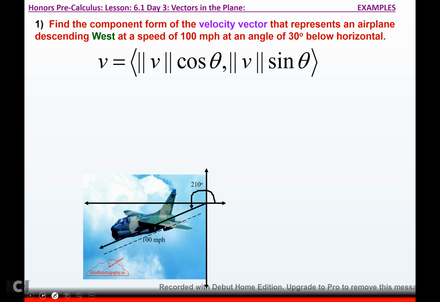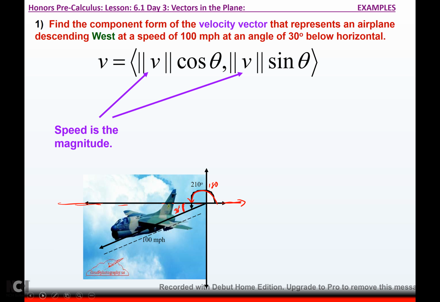Okay, so it says, find the component form of the velocity vector that represents an airplane descending west at a speed of 100 miles an hour at an angle of 30 degrees below horizontal. So you can see this plane, this would be the horizontal, and that angle right there is 30 degrees. But the way we measure angles is we go from zero. So from here to here would be 180 plus 30 gives me a direction angle of 210. So my speed again is going to be the magnitude, and the direction angle is going to be the 180 plus the 30, which is 210.